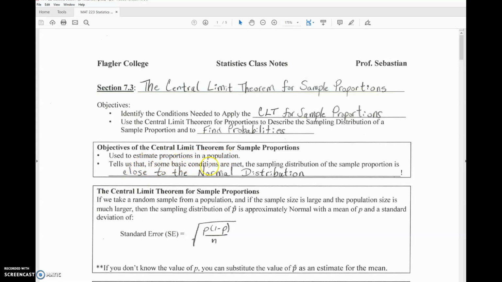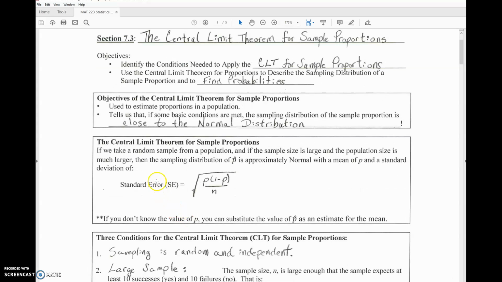It tells us that if some basic conditions are met, the sampling distribution of the sample proportion is close to the normal distribution. That's kind of a minor mathematical miracle, to be honest with you. The central limit theorem for sample proportions says the following. If we take a random sample from a population, and if the sample size is large and the population size is much larger, then the sampling distribution of p hat, the sample proportion, is approximately normal with a mean of p and a standard deviation of this standard error, which we introduced in the last section also.